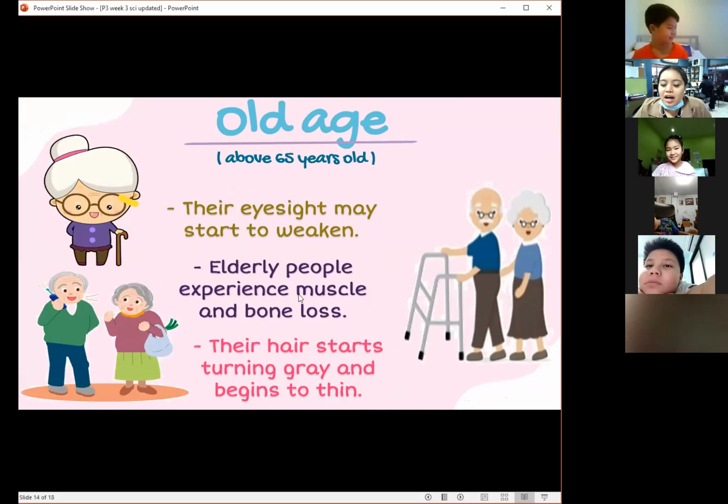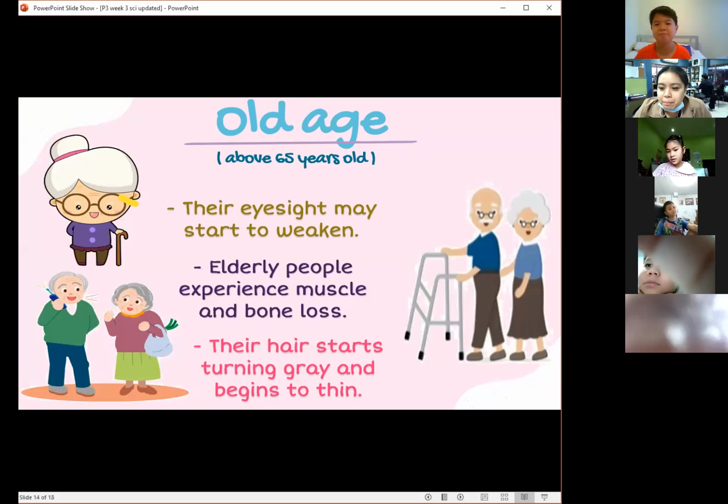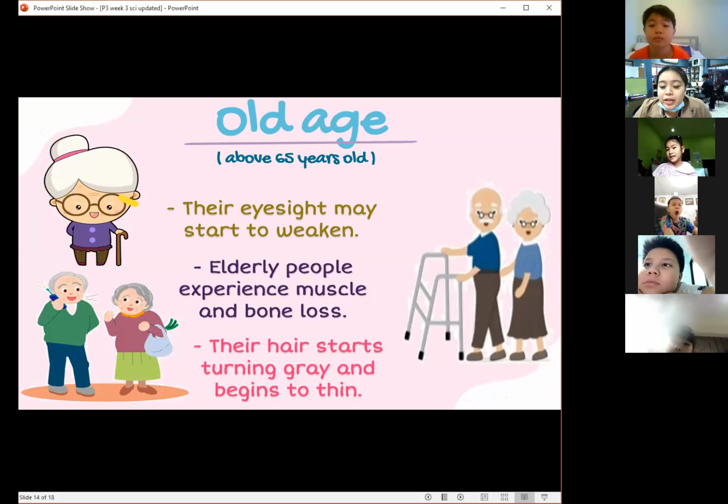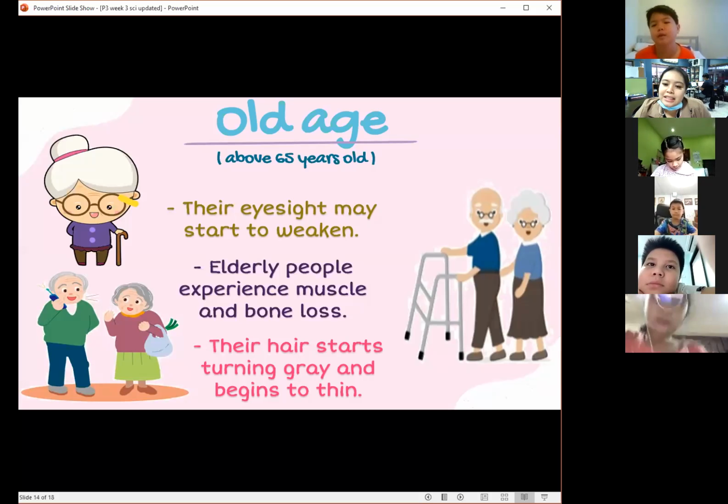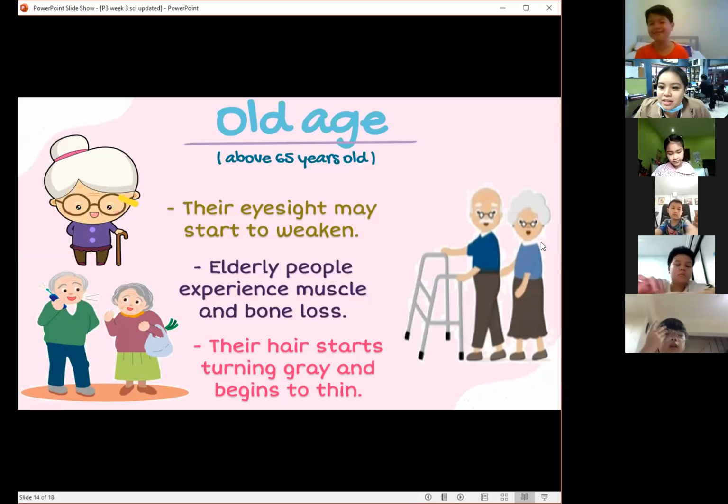Can you give me an example of an old age? Your grandma and your grandpa, okay? All right, now let's review. I will ask you. This is the stage where a person can jump and can hop. Childhood. Very good. This is the stage where they can only express themselves by bubbling. Infancy. How about the others? Only Sherman is answering me.